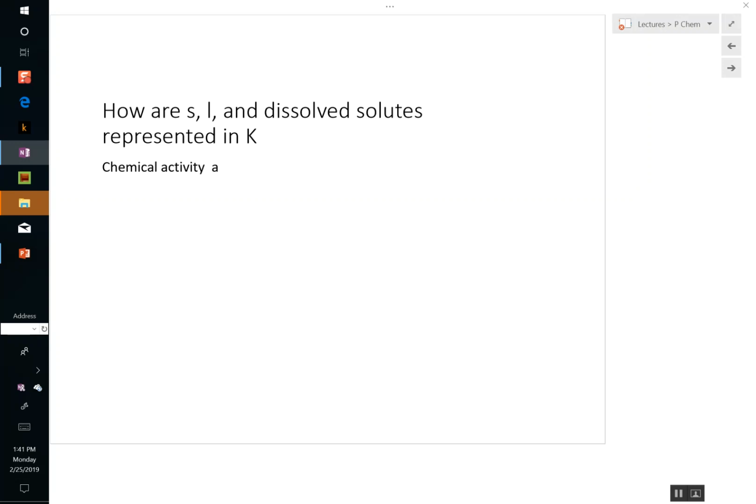Okay, how are solids, liquids, and dissolved solutes represented? So far here we've been doing everything based on gases. We've been concentrating on gases, partial pressures of gases. We've been using that to define Q and getting to a K, but mostly dealing with gases. So how do we start broadening this whole approach to solids, liquids, and dissolved solutes? How do we get those represented in an equilibrium constant?